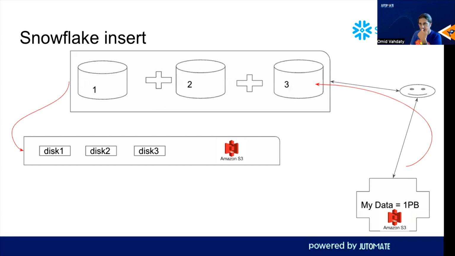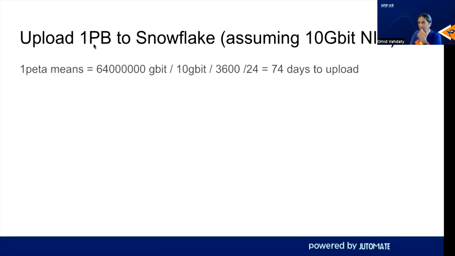If we are talking about uploading 1 petabyte to the cloud, assuming a 10 gigabit network interface card, generally speaking, it's a lot of time. Just a rough calculation, not highly accurate, but you get a sense. It takes time, even if you put in more servers and more clusters and so on and so forth.